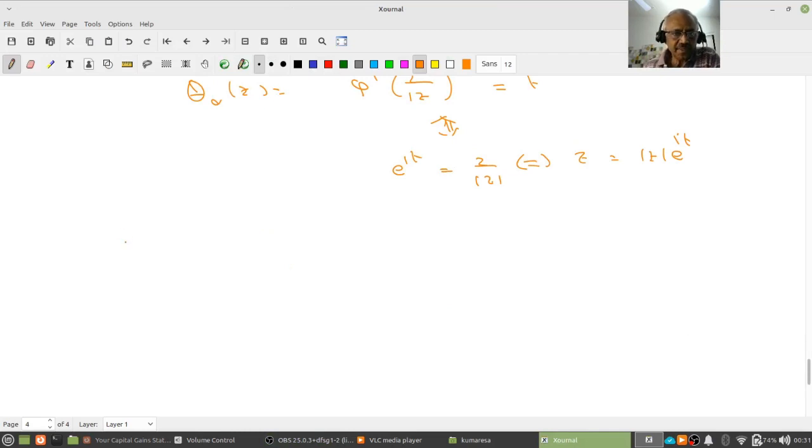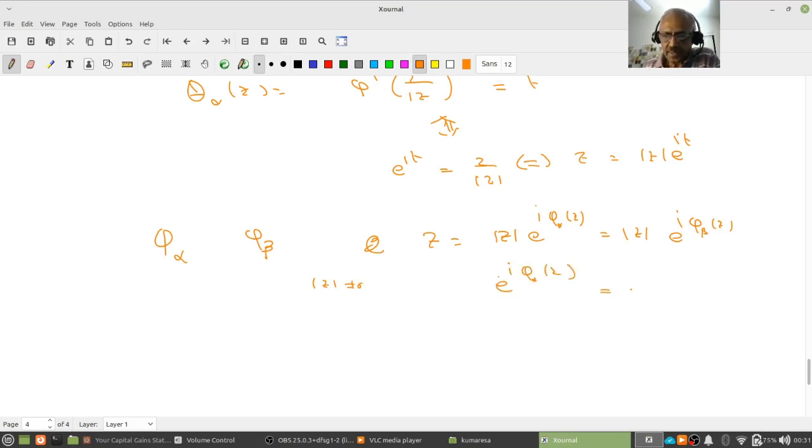Okay, therefore for each alpha I have this. Now suppose I have two such arguments, phi alpha and phi beta. What is the relation between them? What that means is z equals mod z into e to the power i phi alpha of z, which is also equal to mod z into e to the power i phi beta of z, right? And mod z is not equal to 0, therefore this implies e to the power i phi alpha of z is the same as e to the power i phi beta of z. So by periodicity I know phi alpha of z minus phi beta of z is some 2n pi, right?